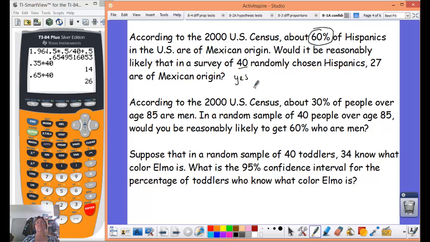Okay. Another example, according to the same census, about 30% of people over age 85 are men. That means the other 70% are women. In a random sample of 40 people over age 85, would you be reasonably likely to get 60% who are men? We're not talking about numbers now, we're talking about probabilities or proportions.